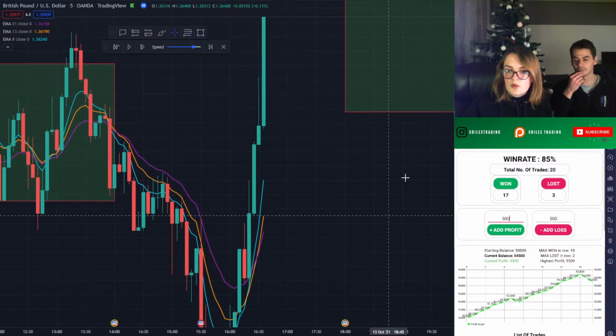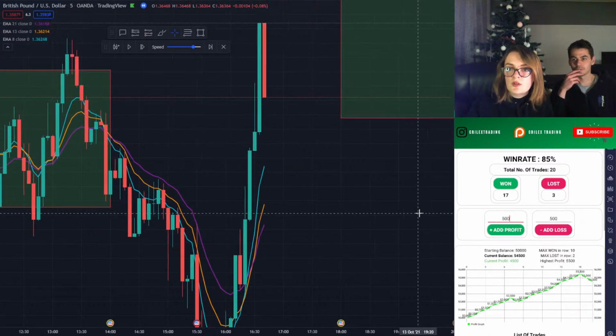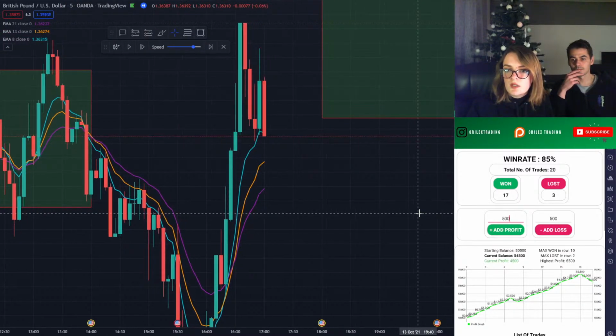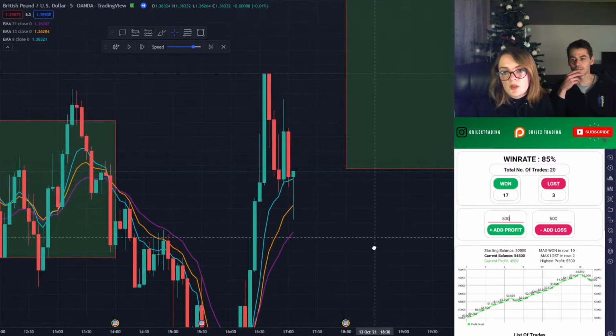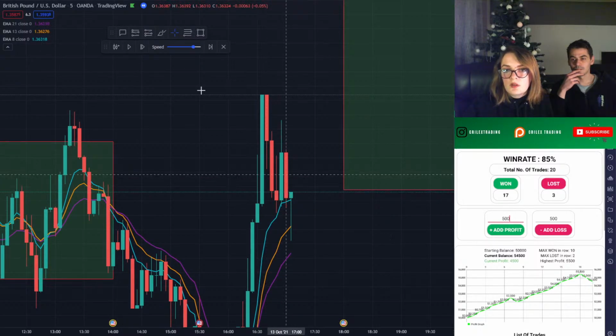The EMAs are crossed correctly now, and we are waiting for a retest if we get any. Okay, actually, the retest was made with this candle, but I don't know what the stop loss is for this action.